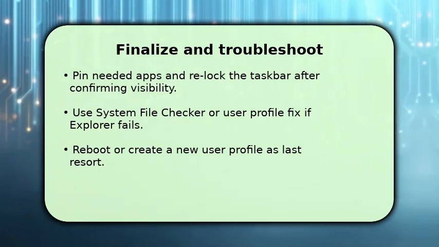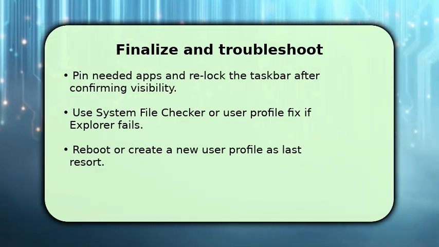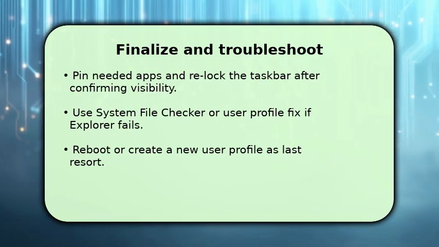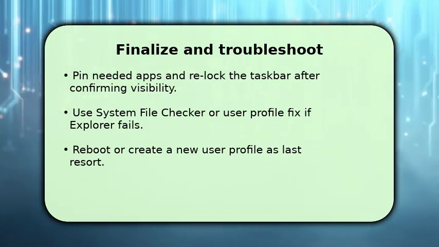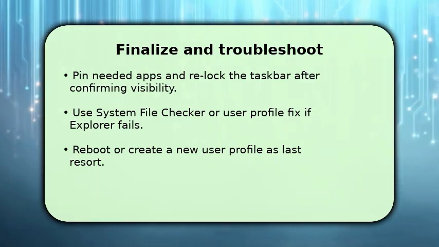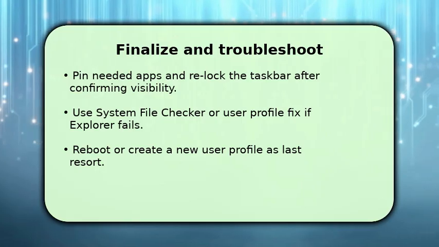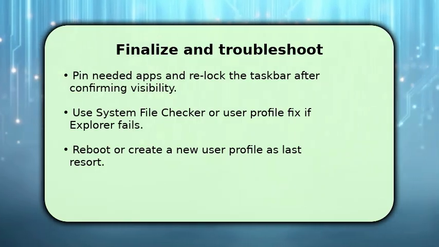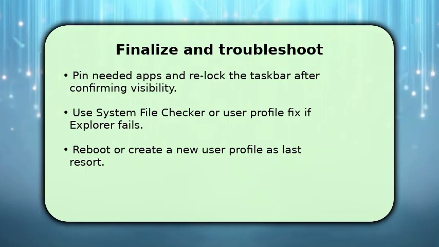If the taskbar still won't appear after restarting Explorer, run System File Checker, sfc /scannow, to repair corrupted system files. This often fixes shell issues. If that fails, try signing into a different user account to rule out profile corruption, and as a last resort reboot or create a new profile. Troubleshooting tip: if nothing works, Safe Mode or System Restore can isolate recent changes.